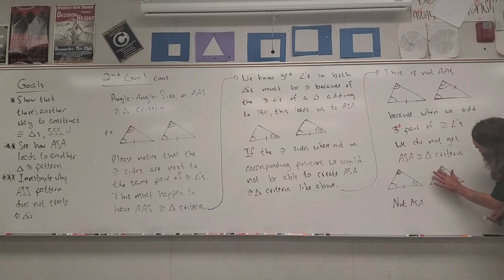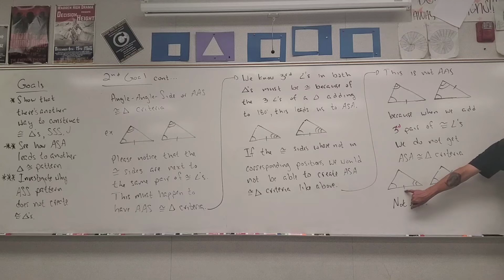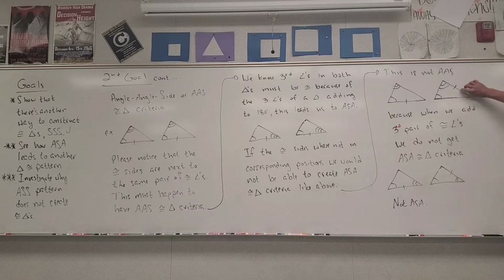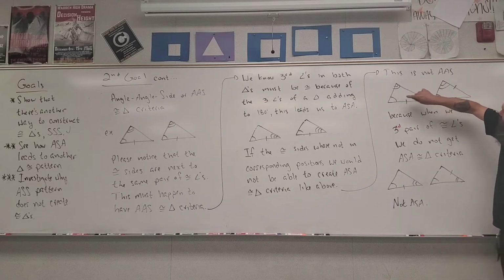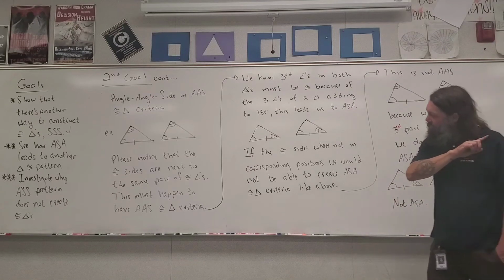So again, if I erase my second pair of congruent angles, or my two congruent arcs, notice I have my side that's between the congruent angles. I need this for angle side angle. I don't have that. So if the congruent sides are not next to the same angles, it's not angle side angle. Very important that we recognize that.